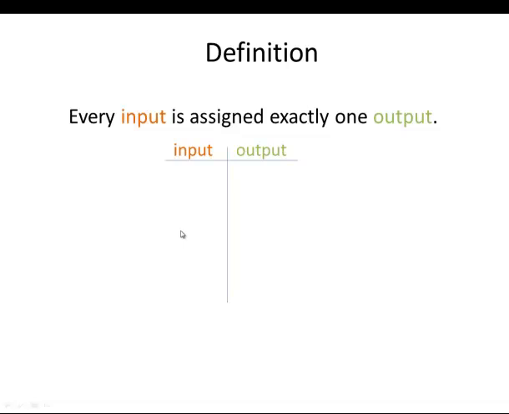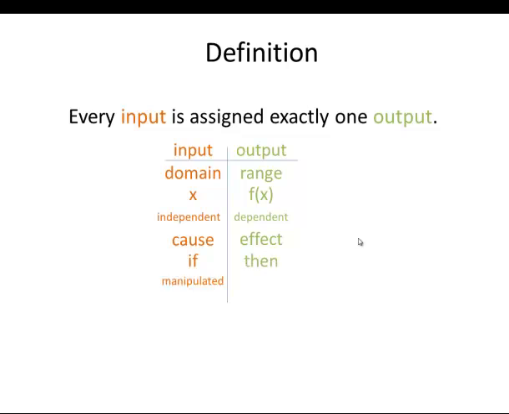Okay, so for input I have domain, while for output we have range. For input I have x, for output I have f of x or y. Input is independent, output is dependent. Input is cause, output is effect. Input is if, output is then. Input is manipulated, output is the result.